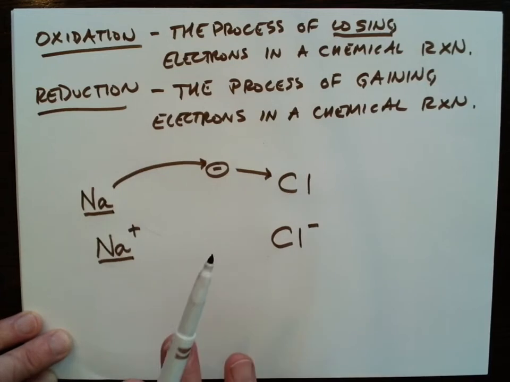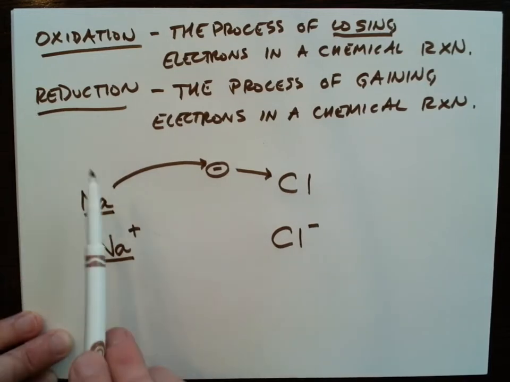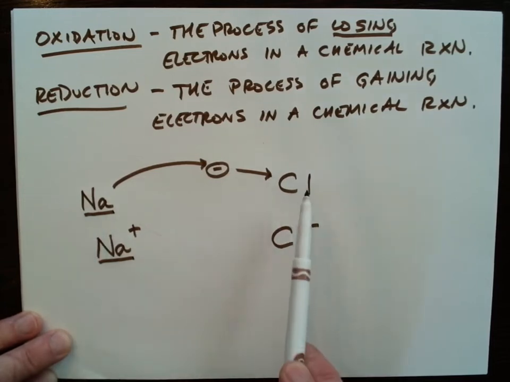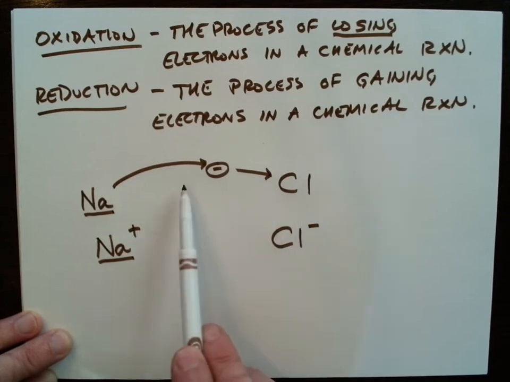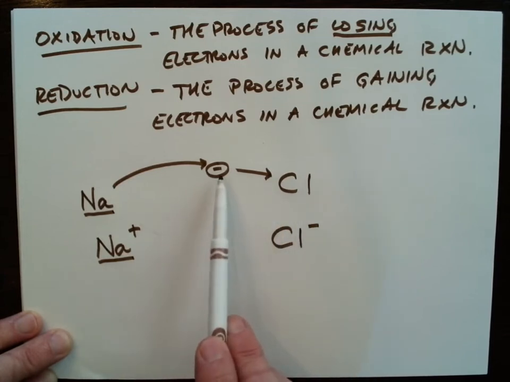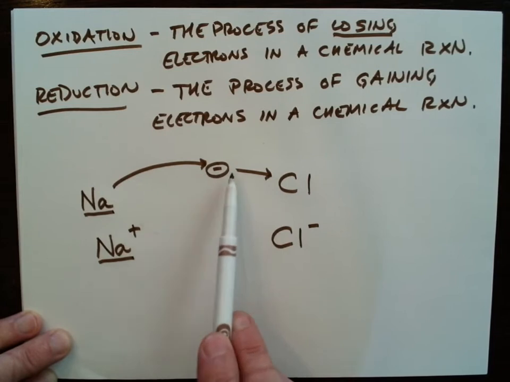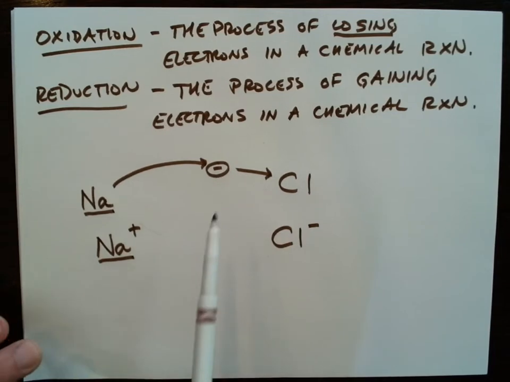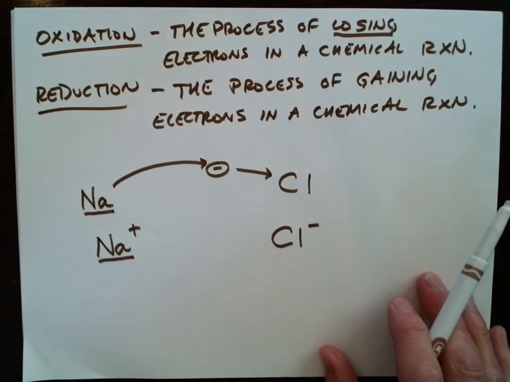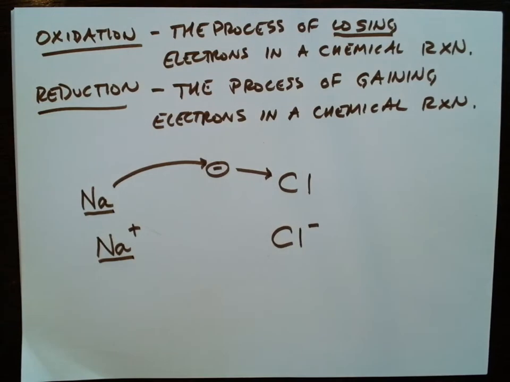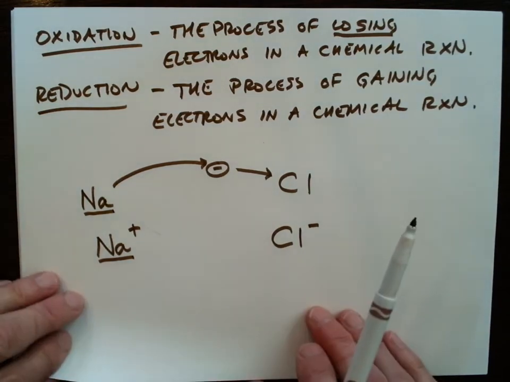And it's always the case, if something is being oxidized, then something else must be reduced. On the other hand, if something's being reduced, like this chlorine atom's being reduced, that electron has to come from somewhere. Electrons just don't pop into and out of existence. So when you're studying redox reactions, you've got to remember that electrons always come from and go to somewhere. So if something's being oxidized, something else is being reduced. If something's being reduced, something else is being oxidized.